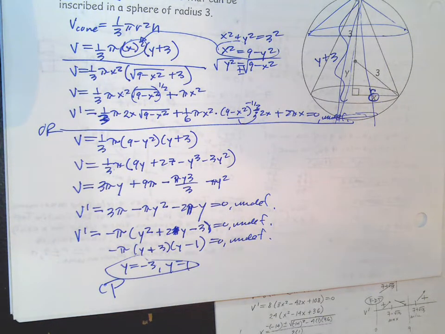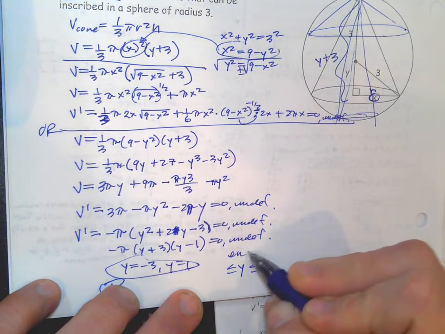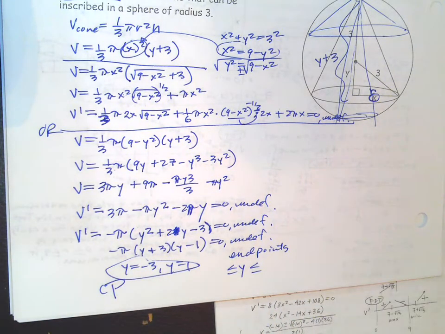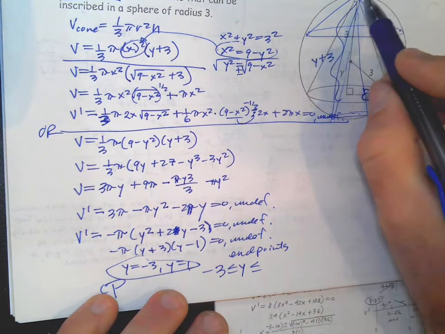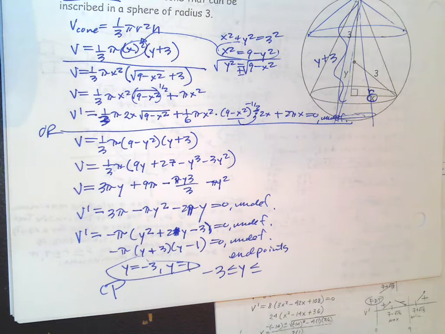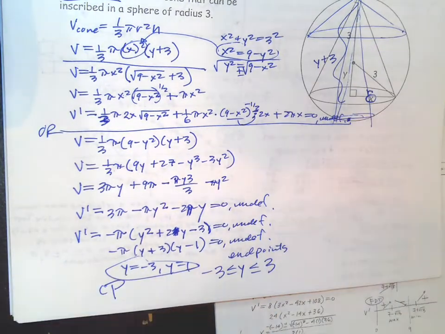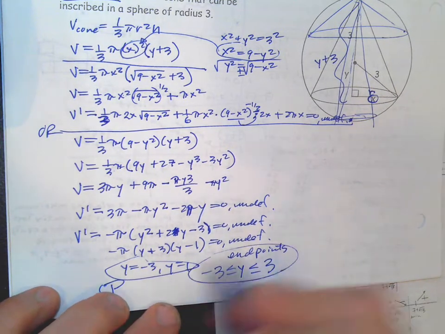And then your endpoints for y. y could be as small as negative 3, I would say. Right? Negative 3, because then that's all the way up here, and the cone is all the way at the top with no volume. And y could be as much as positive 3, because then that would be all the way down here, and that would also result in a cone with no volume. But those are your endpoints.